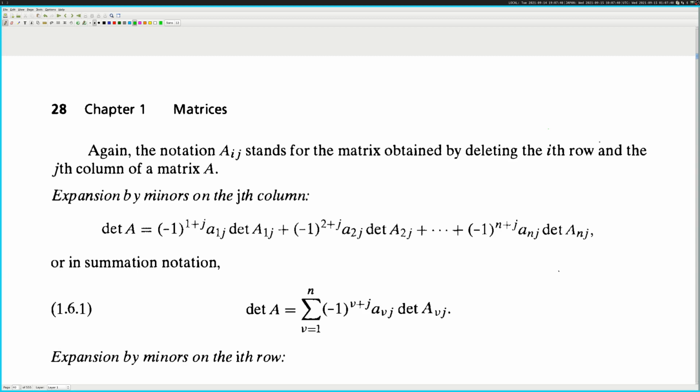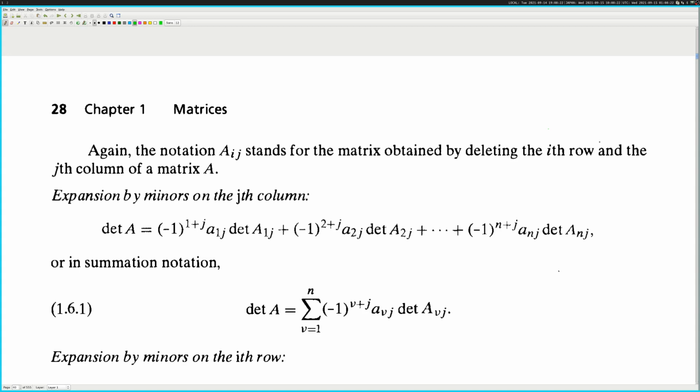Expansion by minors on the jth column. Determinant of A is minus 1 to the 1 plus j, Aij. Okay, that makes sense. You could also do j plus 1 or j minus 1. So what that means is that if j is even, if you're expanding on an even numbered column, then you put a minus sign, and if it's an odd numbered column, you put a plus sign there.